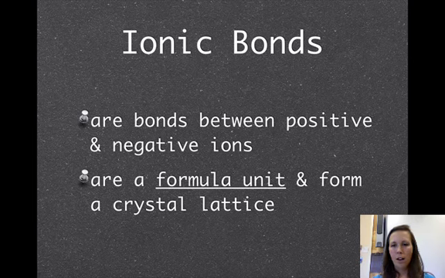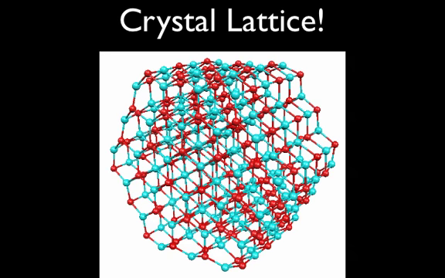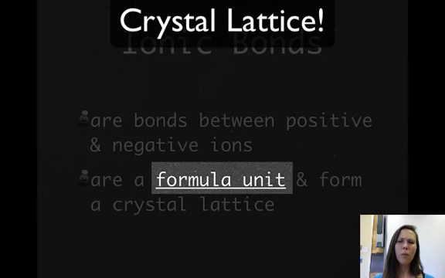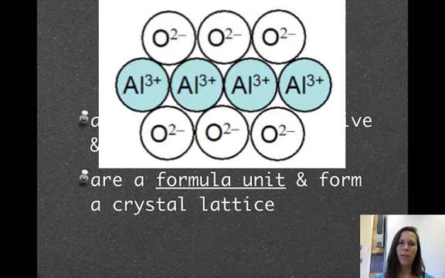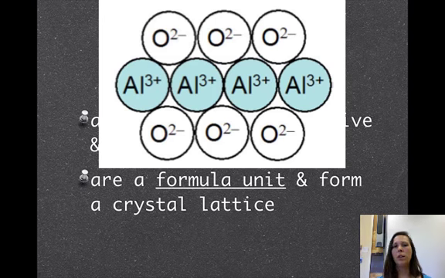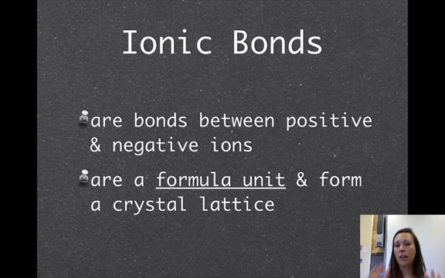They are a formula unit and form a crystal lattice. I'm going to add a picture in here so you guys can see that. A formula unit is the lowest possible number of things in a molecule. So it's the lowest possible combination of atoms in a molecule. So when I say that ionic bonds are a formula unit, it means that the lowest possible combination of each of them is what you see when you see something like magnesium oxide. And we will get into that. We'll practice it. Don't worry about it too much.